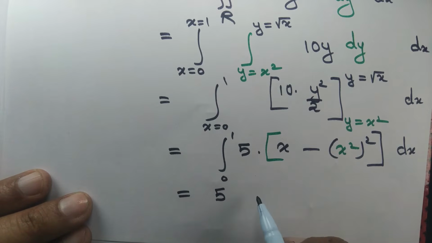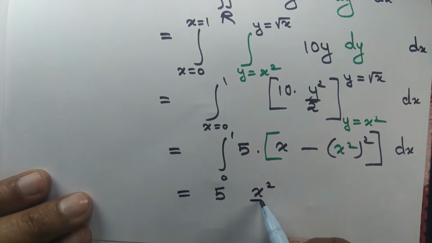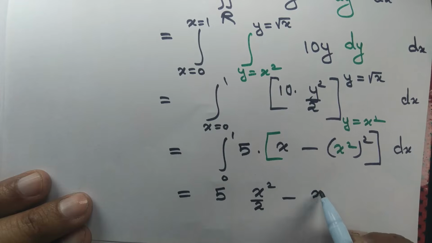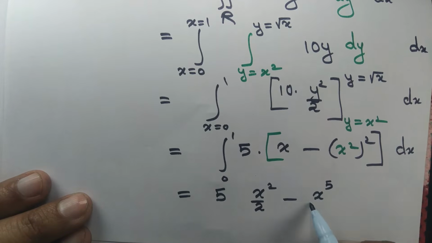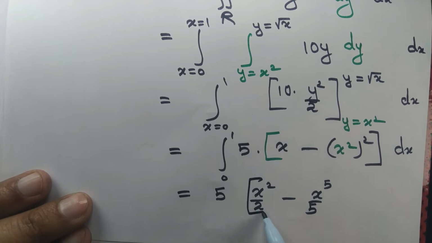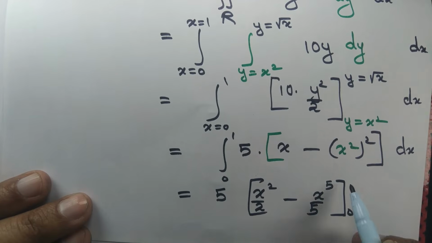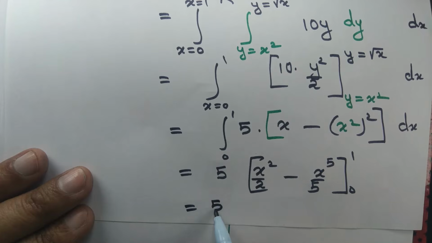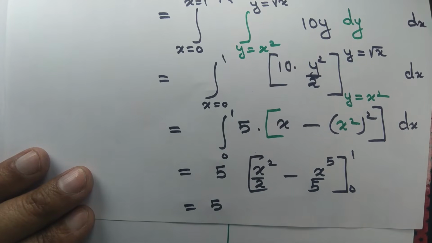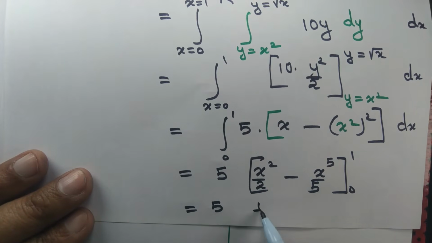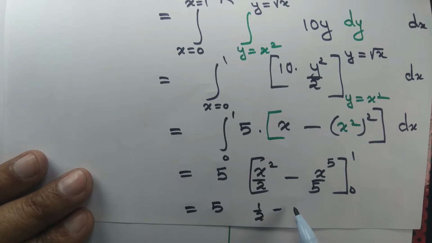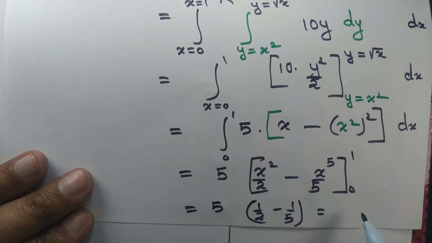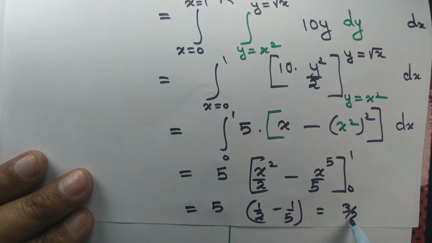Integral of x is x square by 2. Integral of x to the power 4 is x to the power 5 by 5. We can write the limit of integration: 1 by 2 minus 1 by 5, that is 3 by 10. If we simplify it, we'll get 3 by 2.